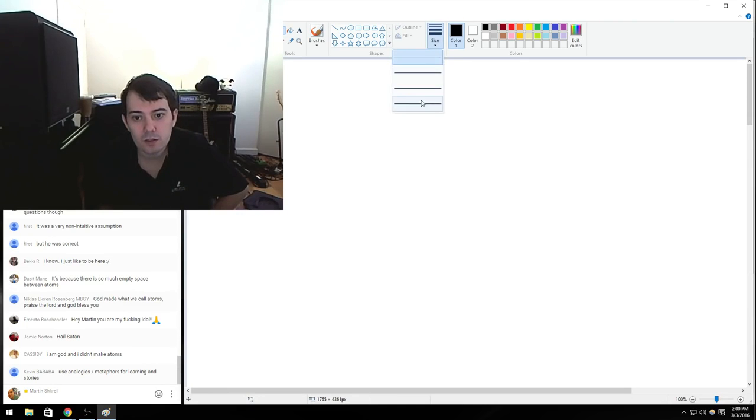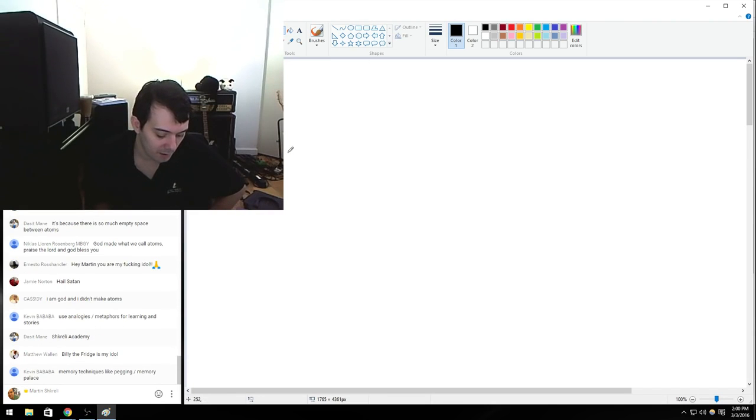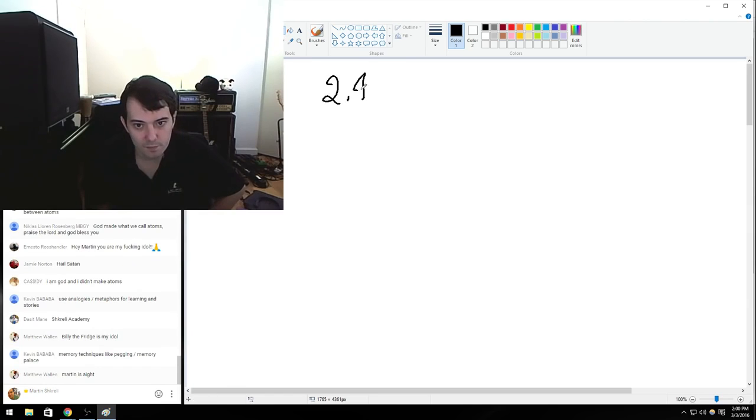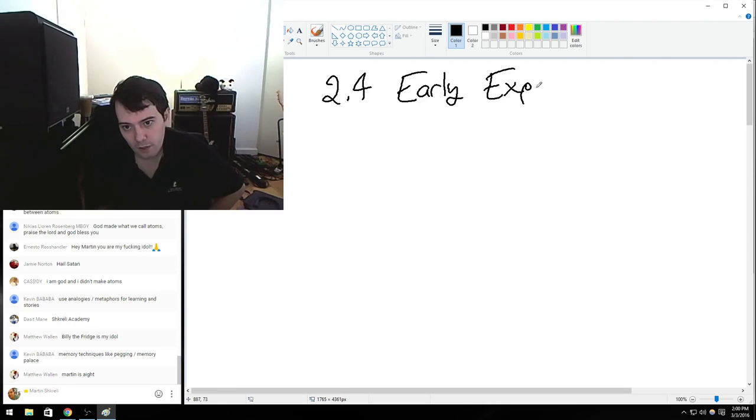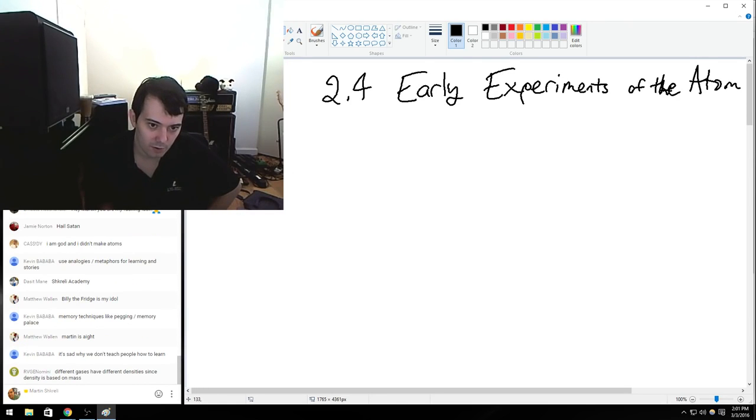We're on page 50, and we're going to talk about some fun stuff here. We're going to learn a little bit about the first early experiments to characterize the atom. And I think that you'll find these kind of cool, and some of these will hopefully stick with you. So the electron was one of the first parts of the atom that we messed around with as scientists.